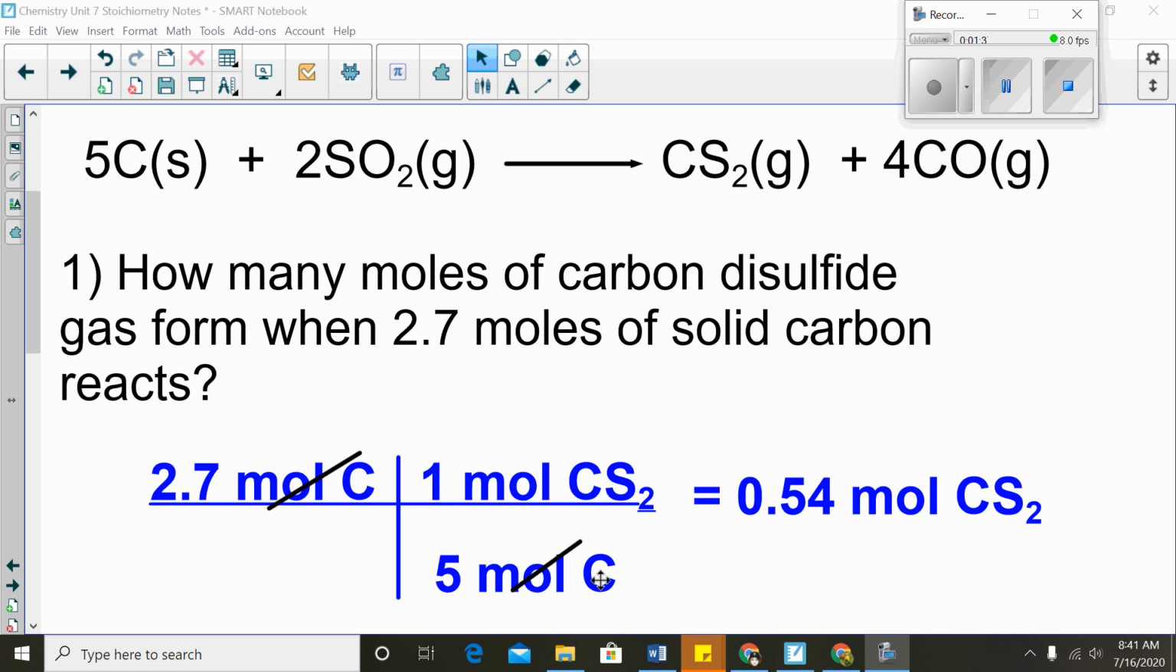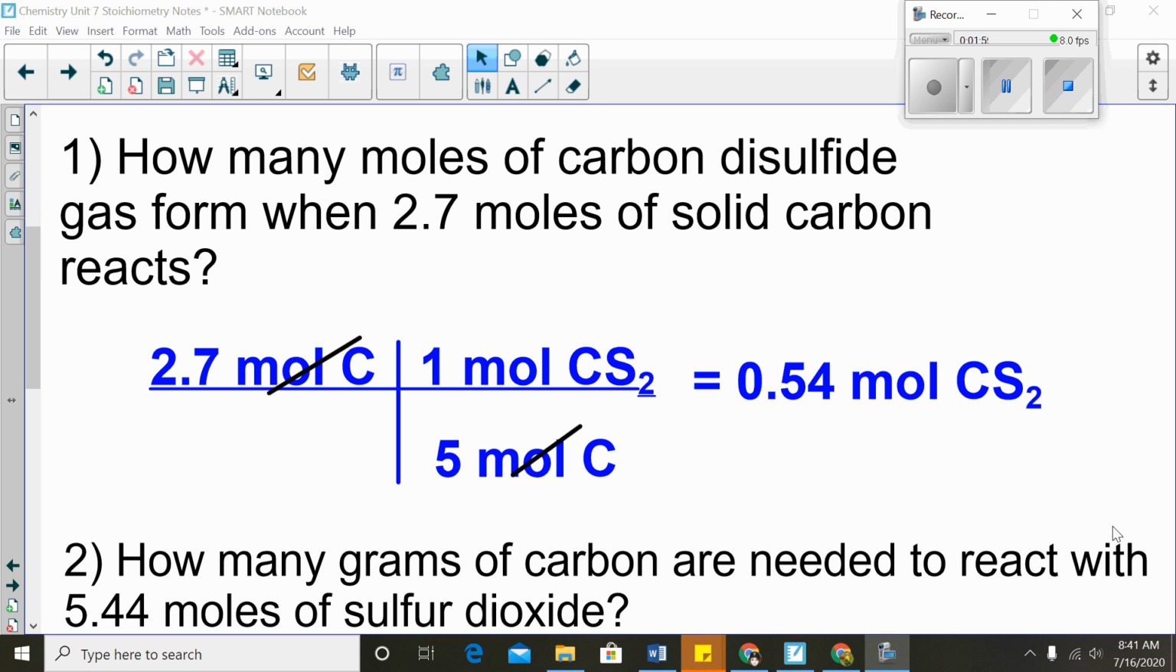There's nothing in front of CS2, so that indicates 1, and there's a 5 in front of carbon. Now to solve this, 2.7 times 1 divided by 5 is 0.54, which matches my significant figures. There's 2 in 2.7, and 2 in 0.54. Then indicate your unit, which is mole, and the substance you're trying to find, CS2.